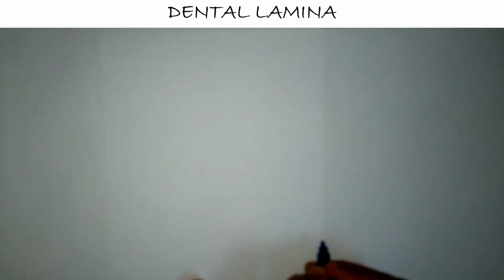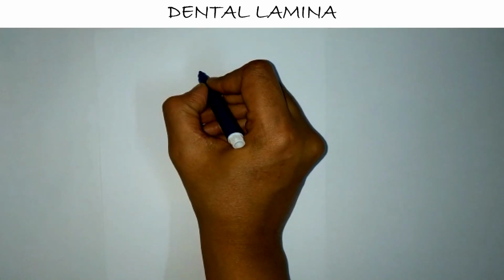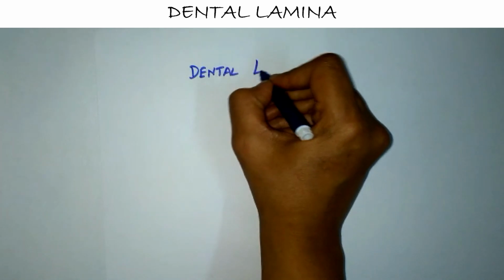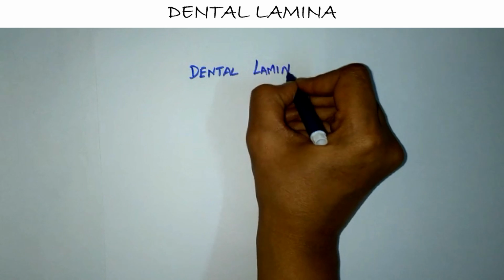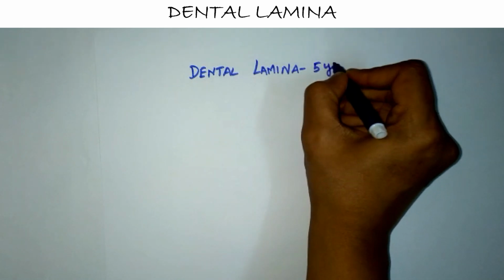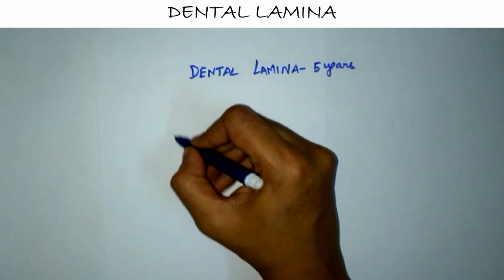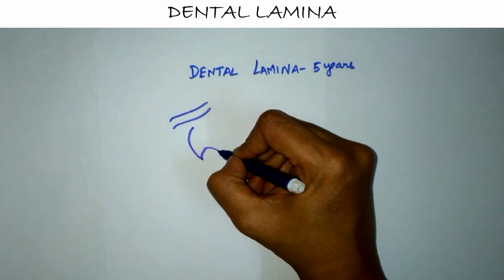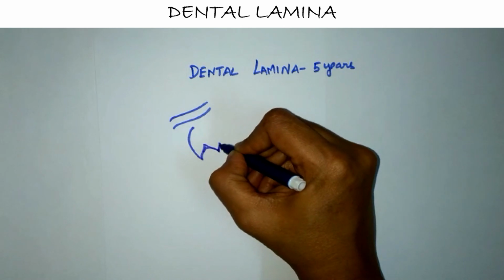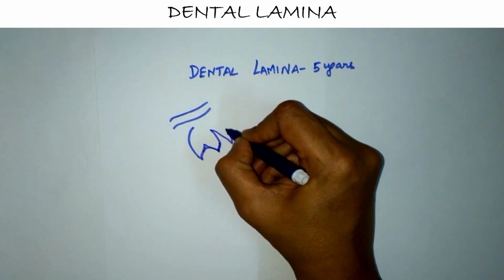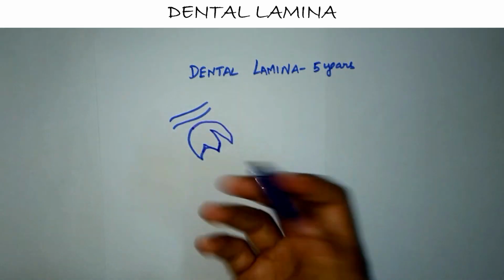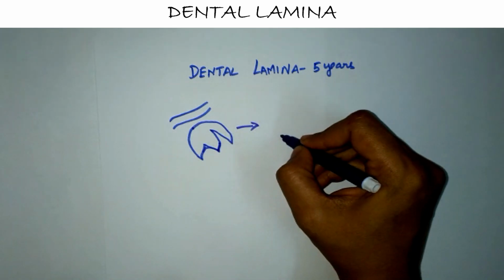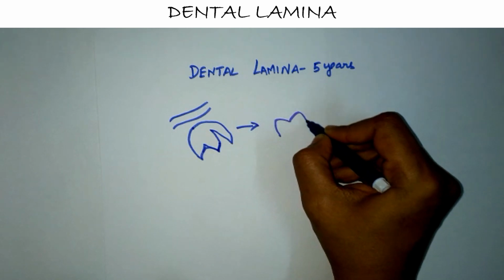Let us see about the dental lamina and the fate of the dental lamina. The dental lamina is said to be active for a period of 5 years. After the early Bell stage, the dental lamina usually disintegrates, separating the enamel organ from the overlying epithelium. But still the process of tooth development will keep continuing.